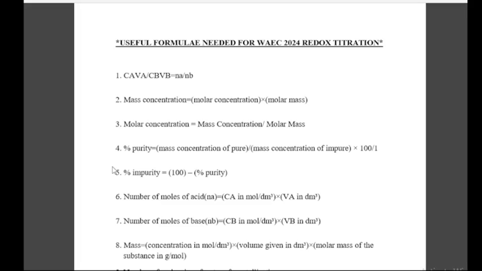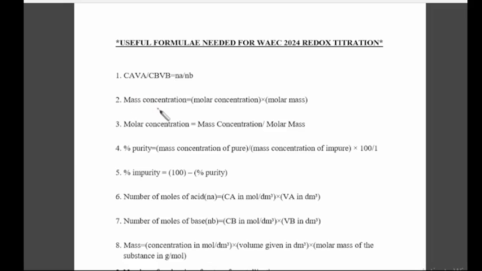So we'll be looking at some very important formulas that will be coming handy when we start answering the questions. The first formula that we have there before us is the formula for concentration. We have CAVA over CBVB equals NA over NB. So we can use this one to find the concentration of any of the substances or volume of the substances, as well as whatever would have been asked.